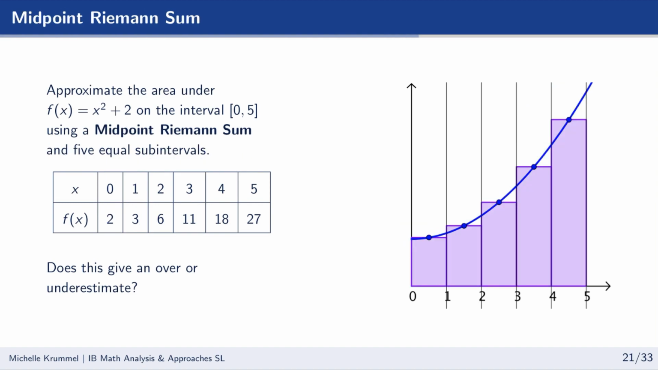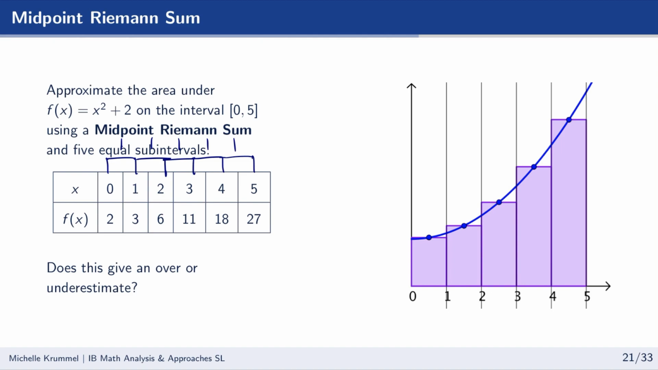Let's try this again using a midpoint Riemann sum and 5 equal subintervals. This is more challenging because the height of each rectangle is determined at the midpoint of the subinterval. So not at 0, not at 1, but halfway between at 0.5. The width of each one of these is still 1, so that makes it a little bit easier. But we have to determine the height of the function at 0.5.